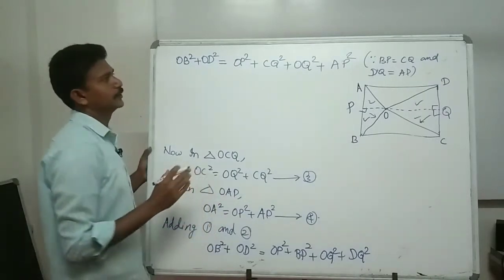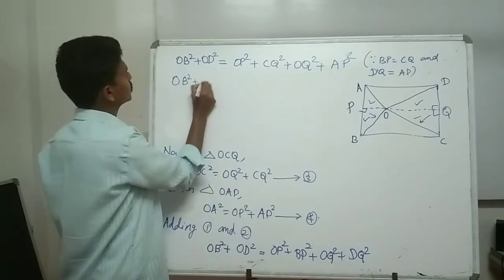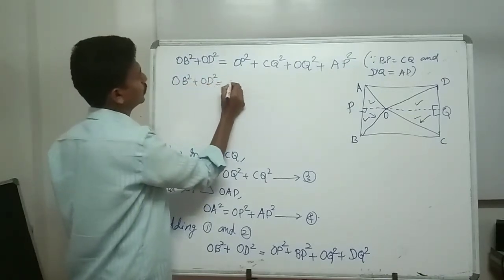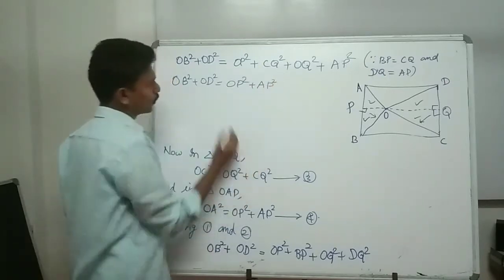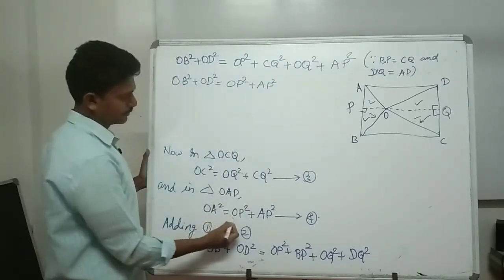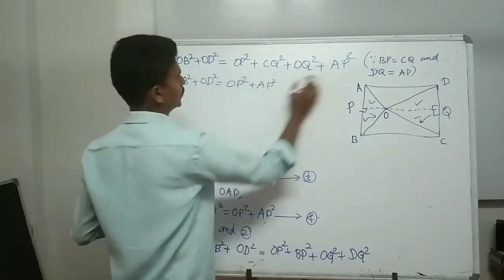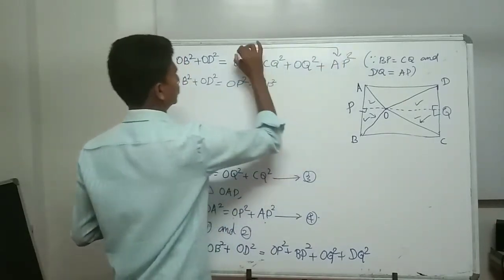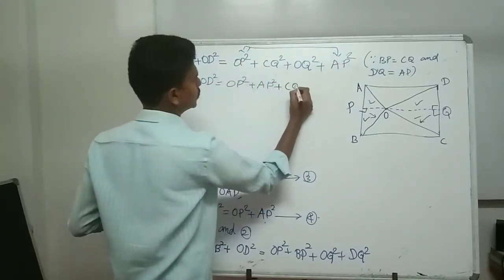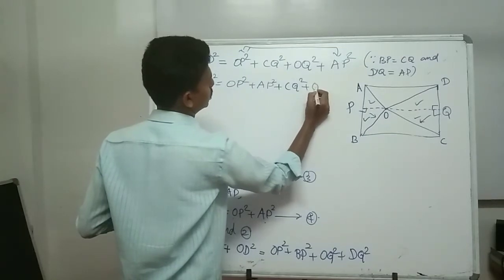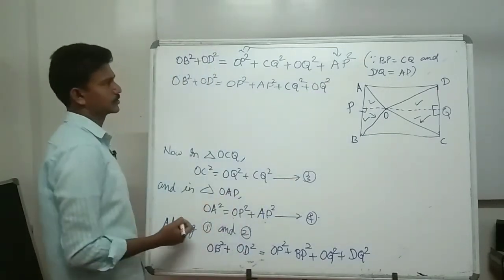Now we do some rearrangement. We write OB square plus OD square is equal to OP square plus AP square. We look for where OP square plus AP square appears, to use this equation here. That is why we write these two together, plus these two, CQ square plus OQ square. CQ square and OQ square are there in equation 3.